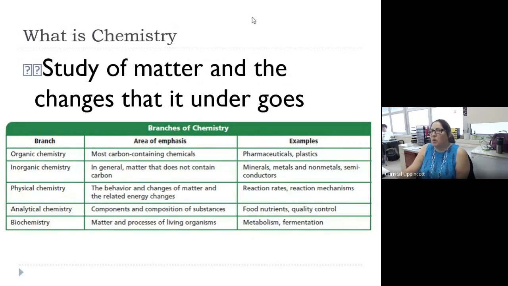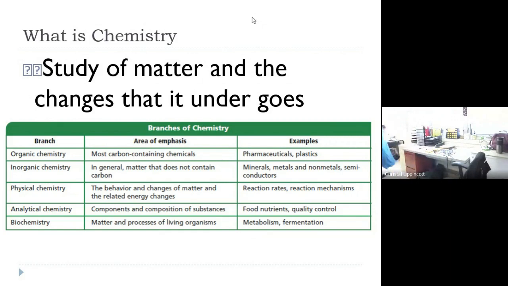All right, so first thing we're going to talk about is what chemistry is. So chemistry is a study of matter, and the changes that it undergoes.